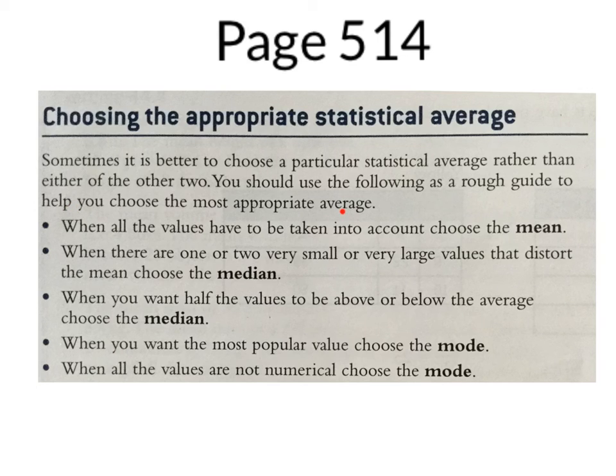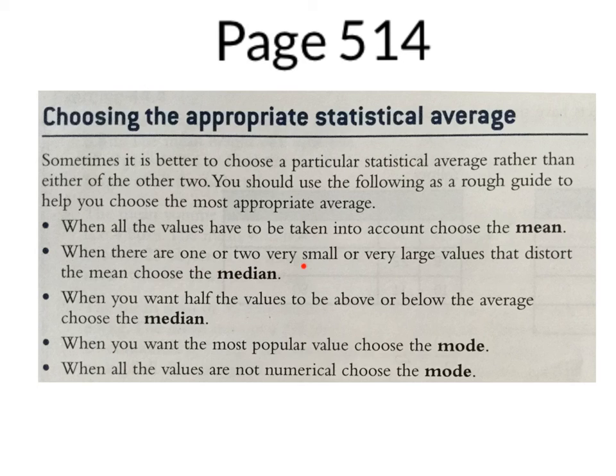So the word average, we use average, but average means one of three things for us. It could mean mean, median, or mode, and sometimes it's good to use one of those. Sometimes maybe two of them are good. Sometimes some of them are not good, and it's just knowing what to use and when for average. So when all the values have to be taken into account, you choose the mean. So think about what scenarios do you need to use all the values and take them all into account.